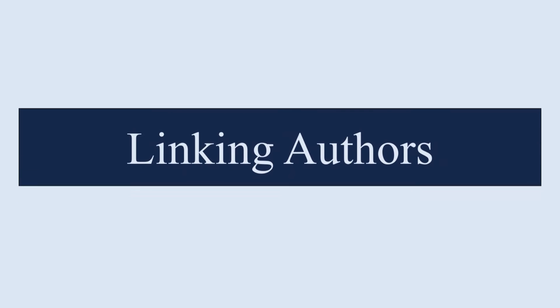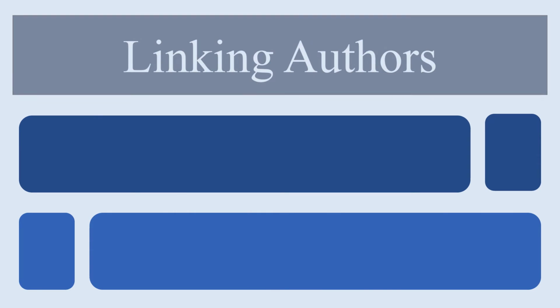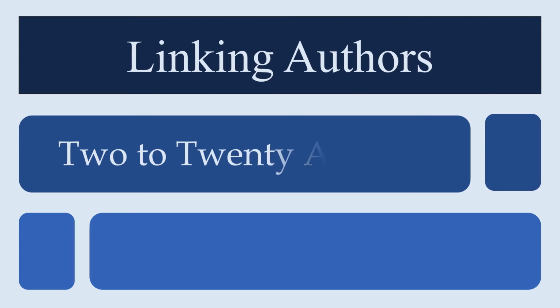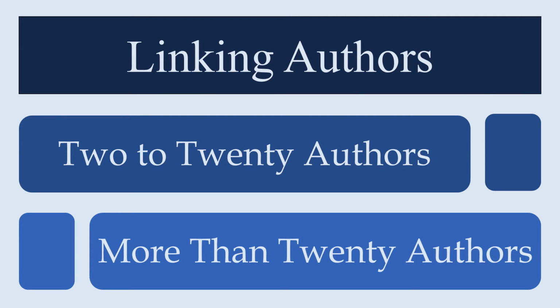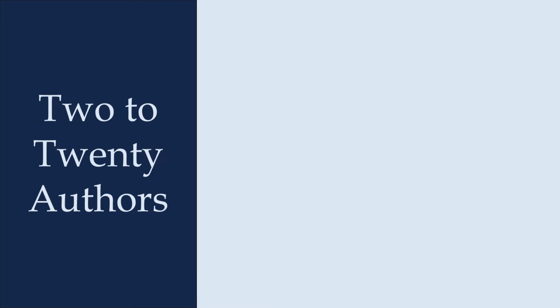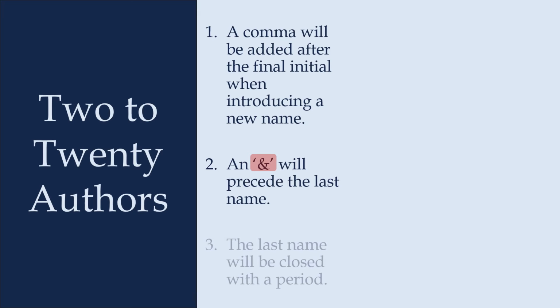In APA style, most articles are written by more than one person. Thus, it's important to understand how to link names in the reference entry. APA has two different sets of rules, one for 2 to 20 authors and another for more than 20 authors. Let's take a look at how we would format 2 to 20 authors. In this case, APA prescribes that all 20 authors' names be included. A comma will be added after the final initial of a name when introducing a new name. An ampersand, the and symbol, will precede the last name, and the last name will be closed with a period as the name otherwise would be.